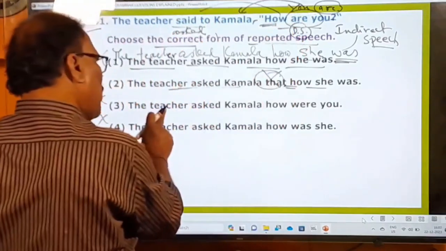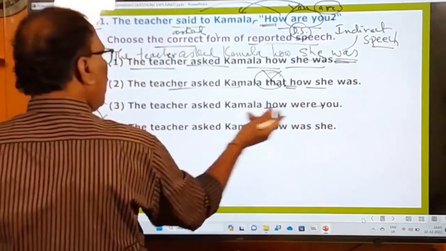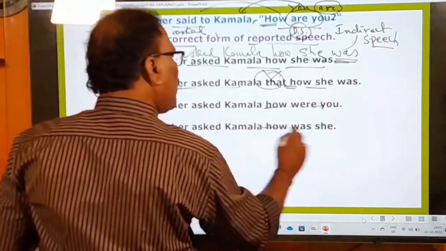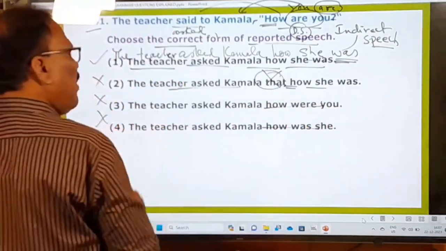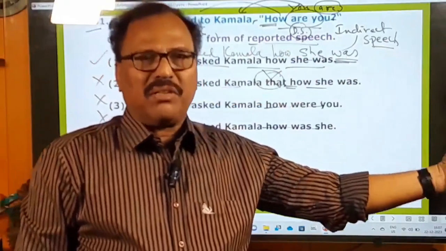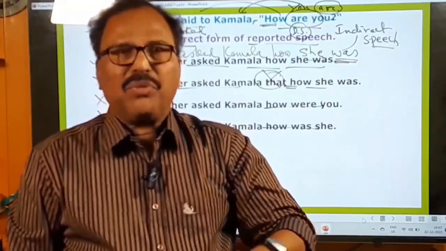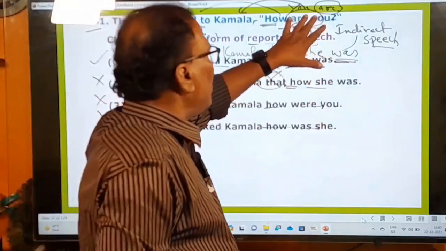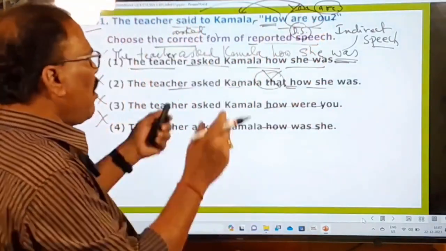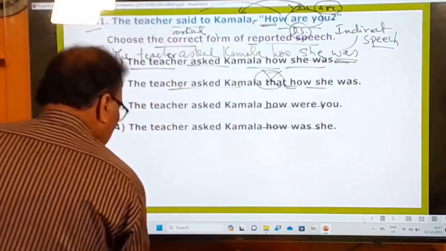And the third one is also wrong. Why? "The teacher asked Kamala, how are you?" No. So this is again put in the question mark, right? "The teacher asked Kamala, how was she?" Again, this is wrong. So whenever you change an ordinary question or a WH question into indirect speech or the reported speech, you must change the question order into the right sentence order, right? So that is the point, you understand that. So now let's move on to the next question.